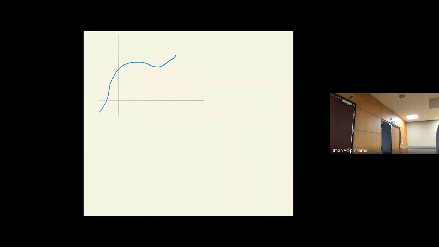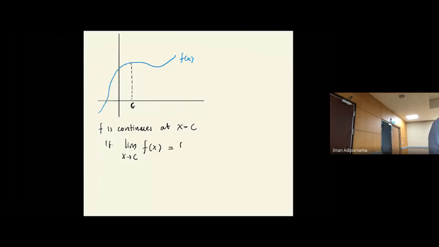For the formal definition, this is f(x). The formal one is: f is continuous at, let's say, this is c, at x equals c, if the limit of x approaching c of f(x) is equal to its value at c, f(c). This is the one that you need to take notes on. This means continuity. So if this expression is true, then your function is continuous.